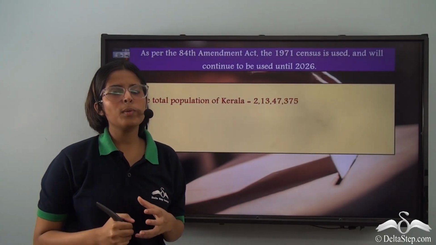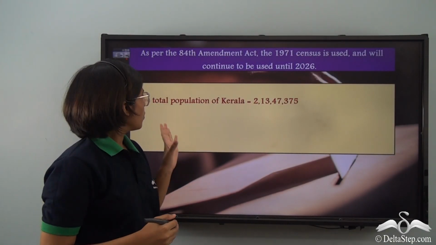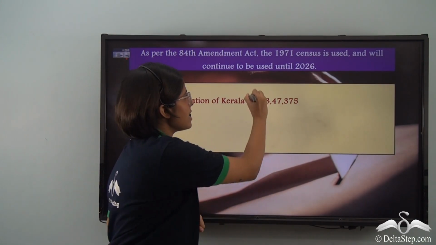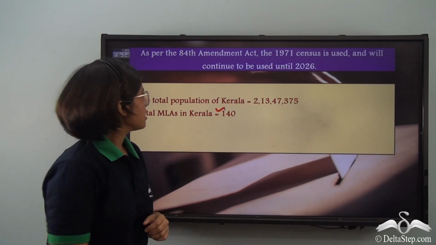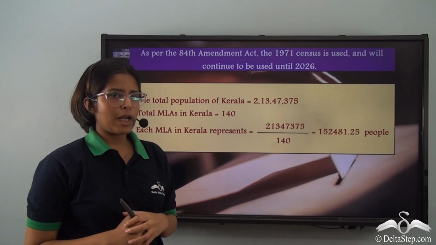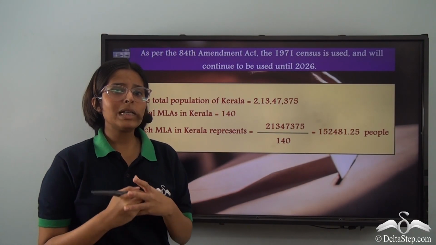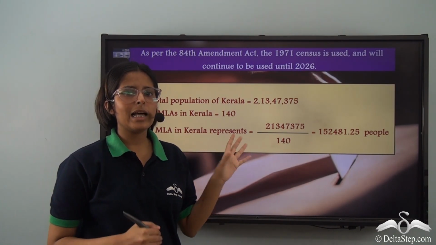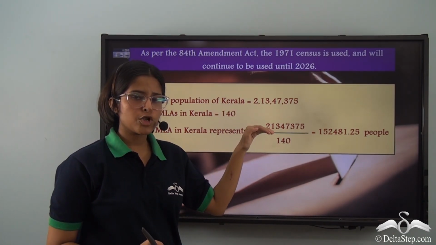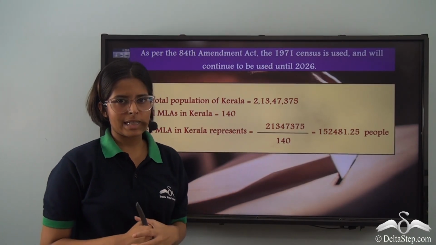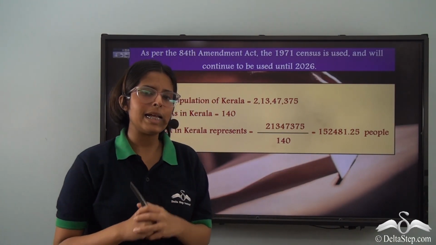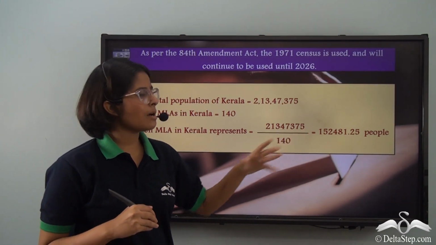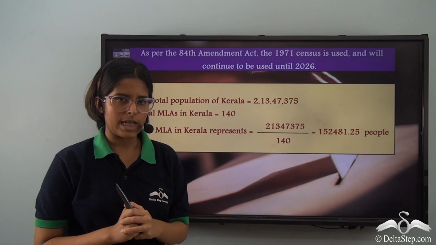Now similarly, if we make the calculation for a different state, we see that the total population of Kerala is this. And the total number of MLAs in Kerala is 140. So in a similar fashion, we calculate how many citizens each MLA in Kerala represents by dividing the population of Kerala with the number of MLAs in Kerala. So we get 1,52,481 people. So this is the number of people one MLA of Kerala represents.